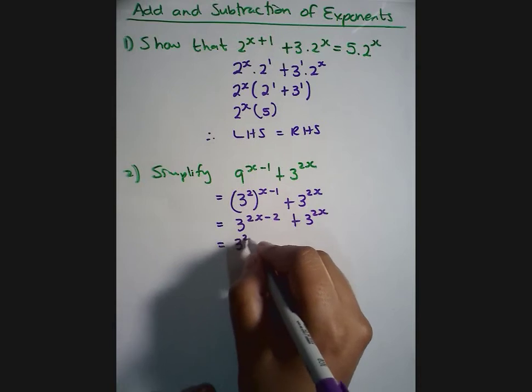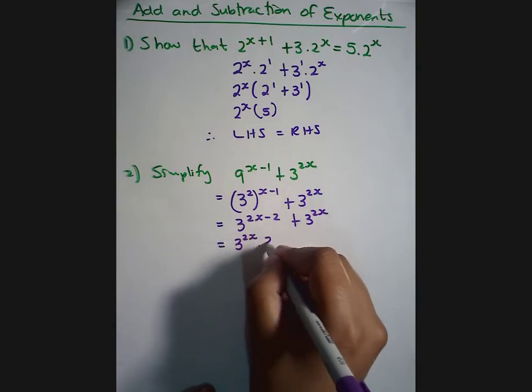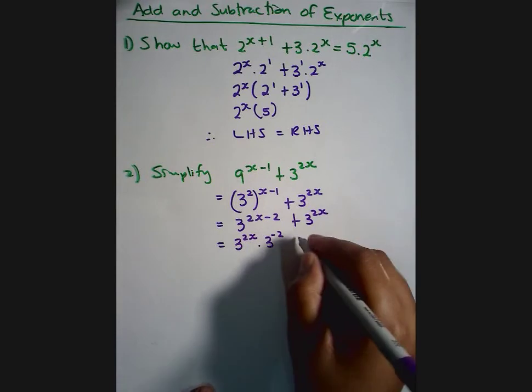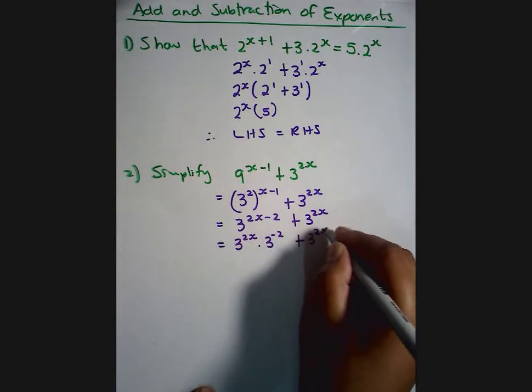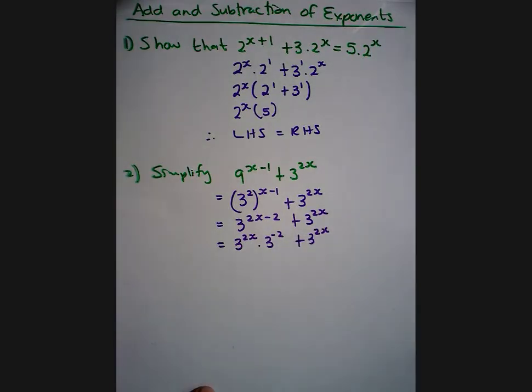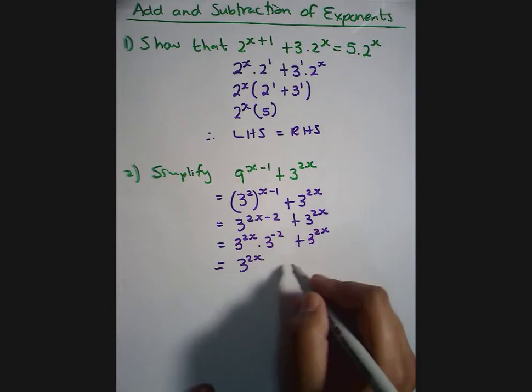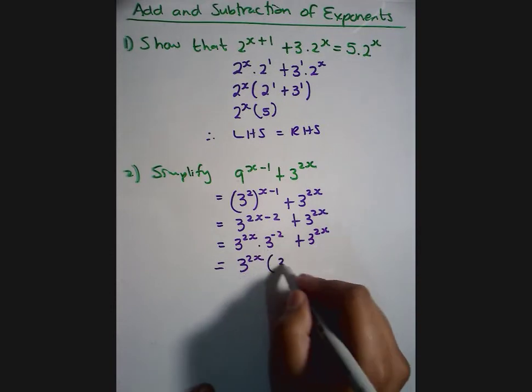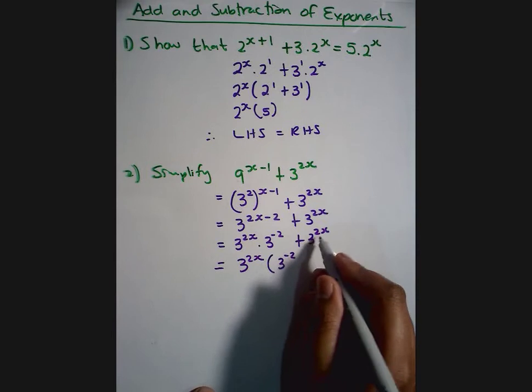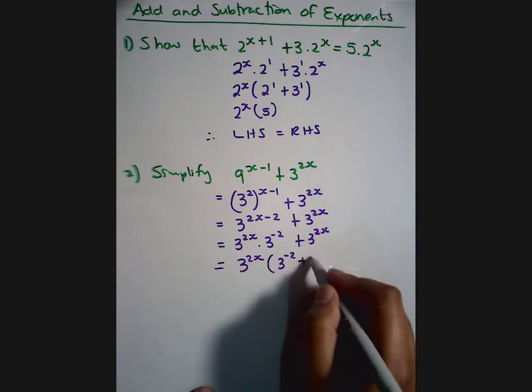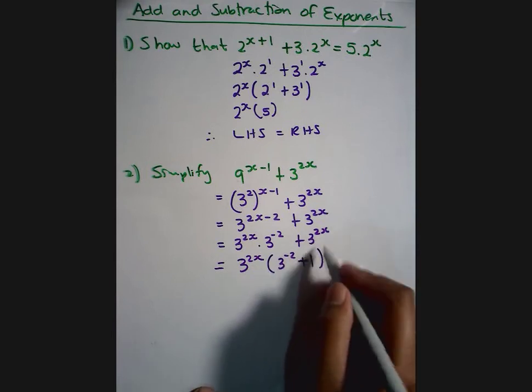So 3 to the power of 2x times 3 to the power of negative 2 plus 3 to the power of 2x. Because we separate them, we are able to see what is common. What is common here is 3 to the power of 2x, and what we are left with here is 3 to the power of negative 2, and if I take this and divide it by that, I'm left with a number 1. This doesn't disappear. That's where many people make a mistake.